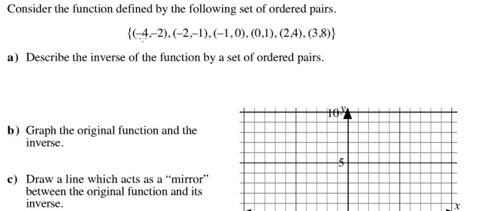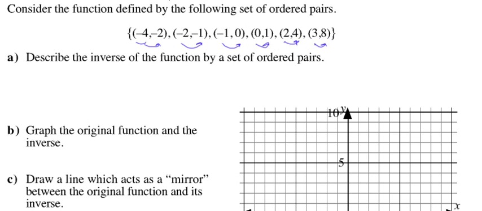Okay, consider the function defined by the following set of ordered pairs. So this function takes -4 and turns it into -2. It turns -2 into -1. It turns -1 into 0. It turns 0 into 1. I'm trying to see what this function is, and I confess I am not getting it yet. It turns 2 into 4, and it turns 3 into 8.